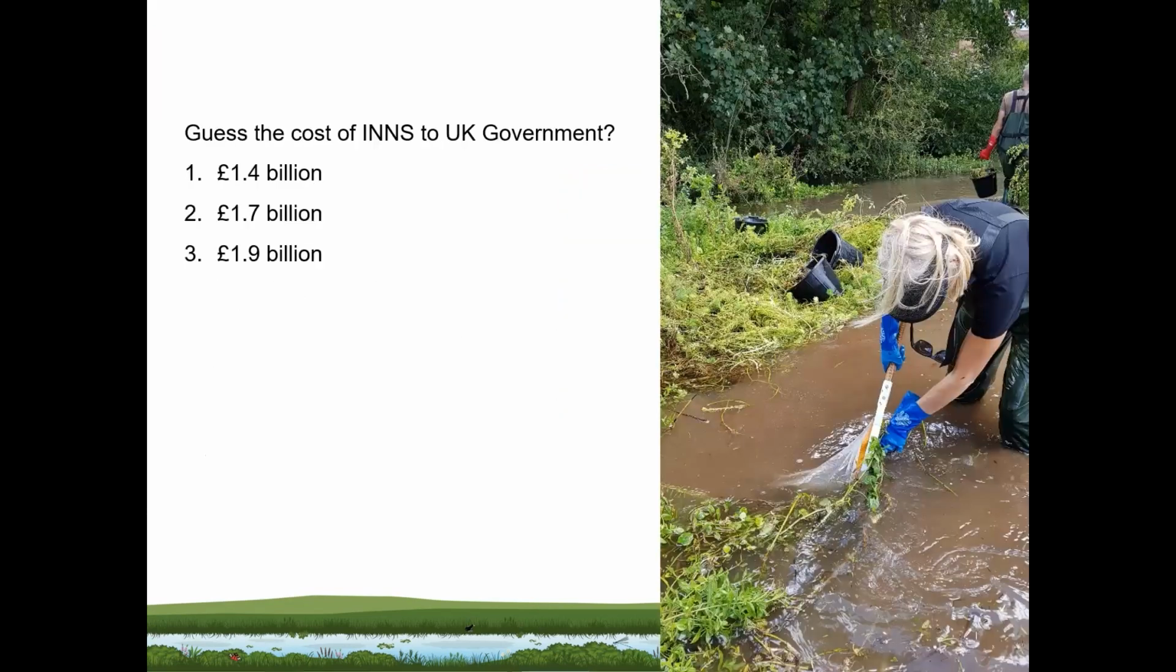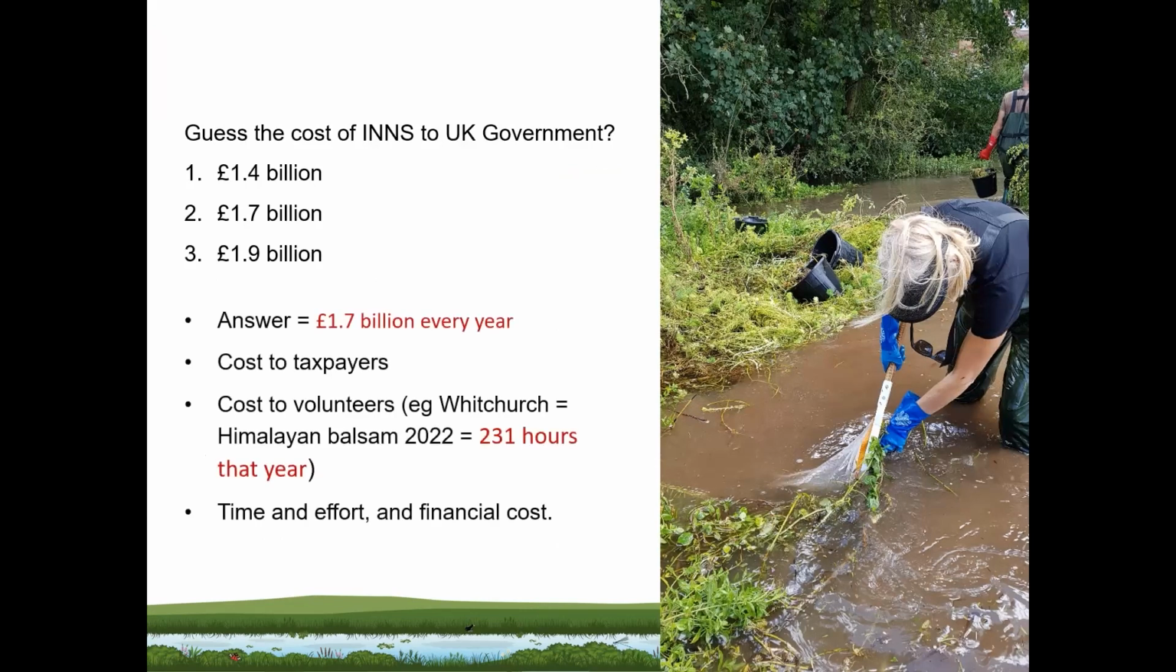So if you have a think about what might the costs be to the UK government, 1.4, 1.7 or 1.9 billion, it's estimated to be 1.7 billion every year. Now, I think this is actually an underestimation because I've been using this slide for a few years. I haven't seen it anywhere say any different. Logically, it's more than this.